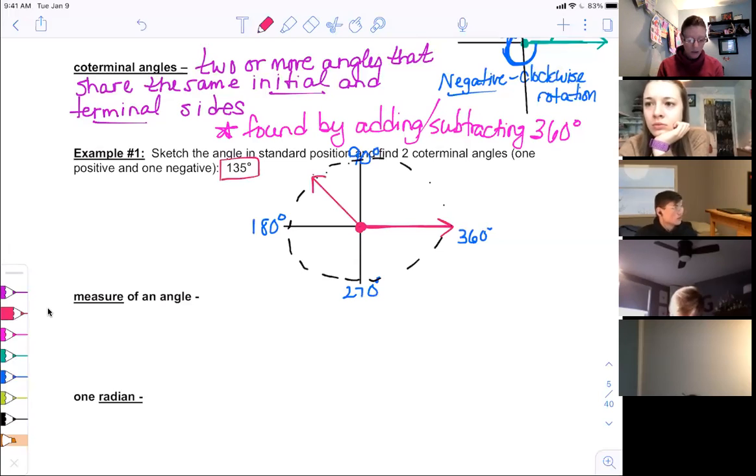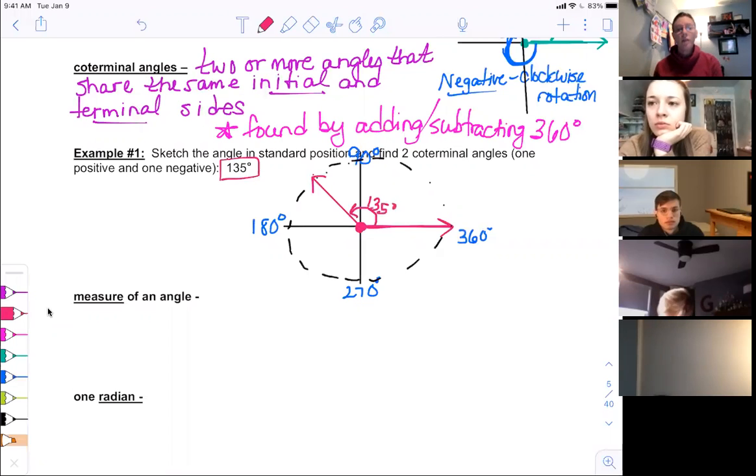And then I have to show the direction of that angle. So my angle must have rotation. Because it's positive, it's moving counterclockwise. Every angle has to have a direction. If you don't have that, then you don't have the angle sketched correctly. So this would be my angle that is 135 degrees.